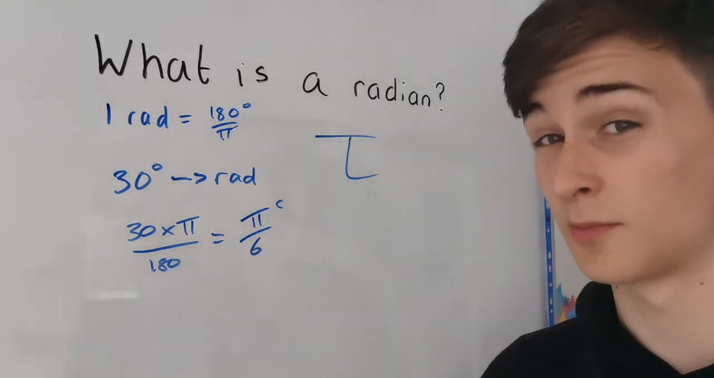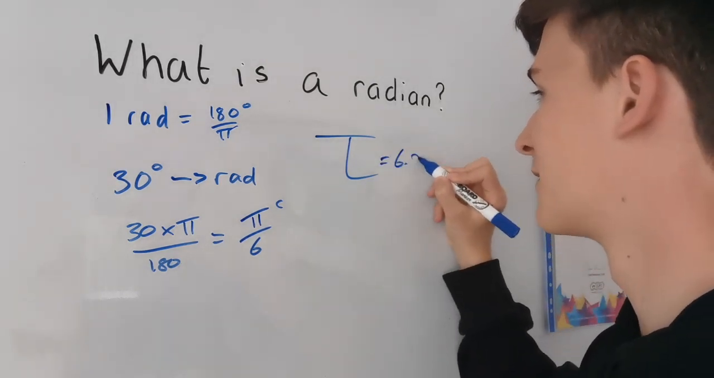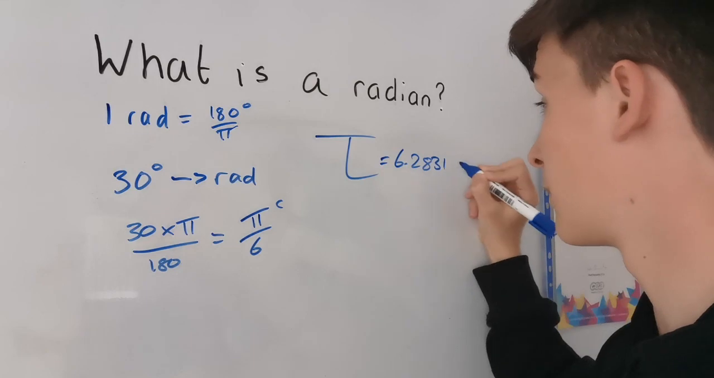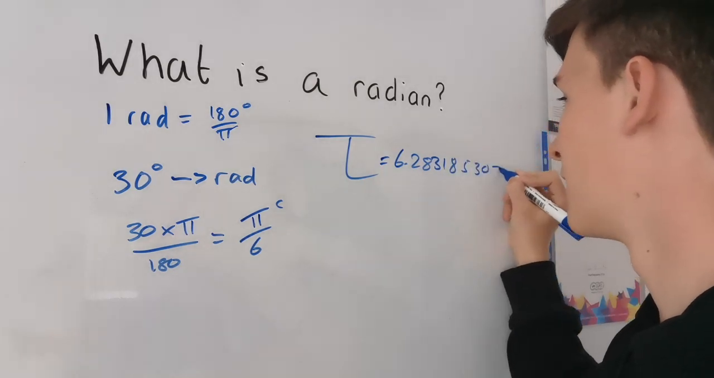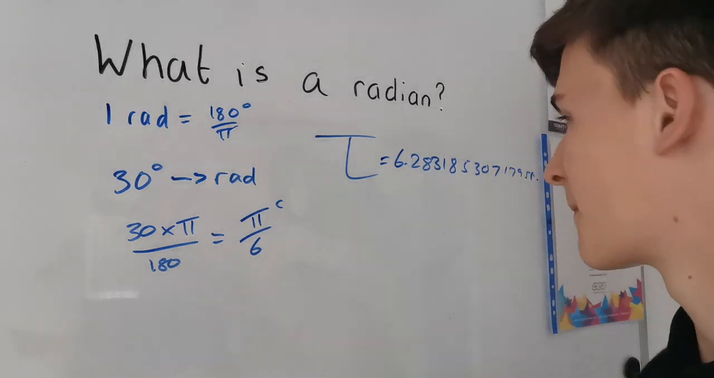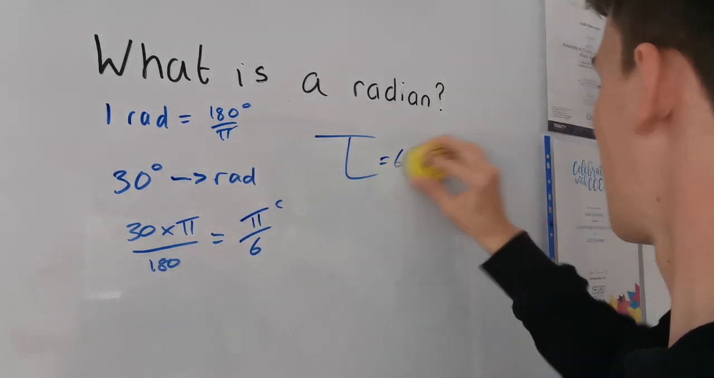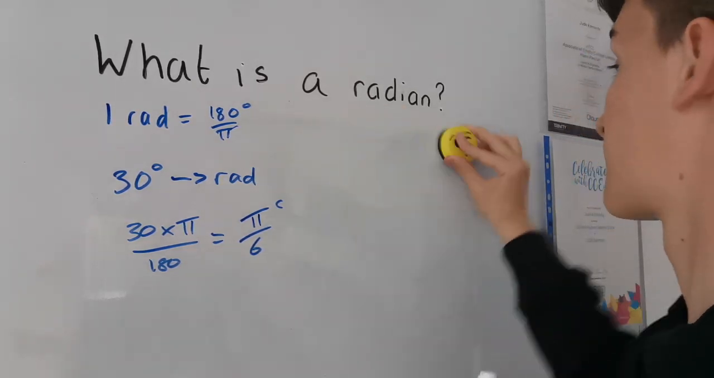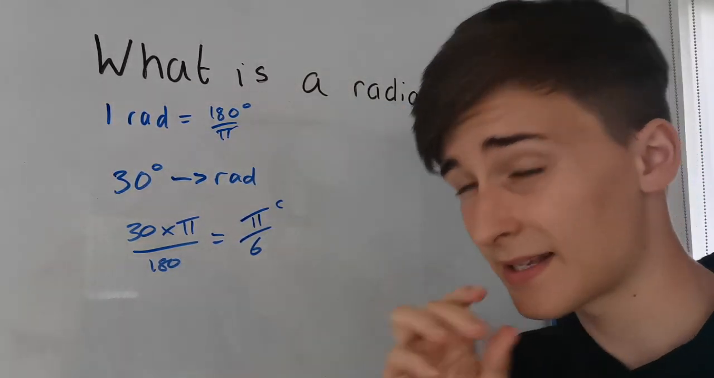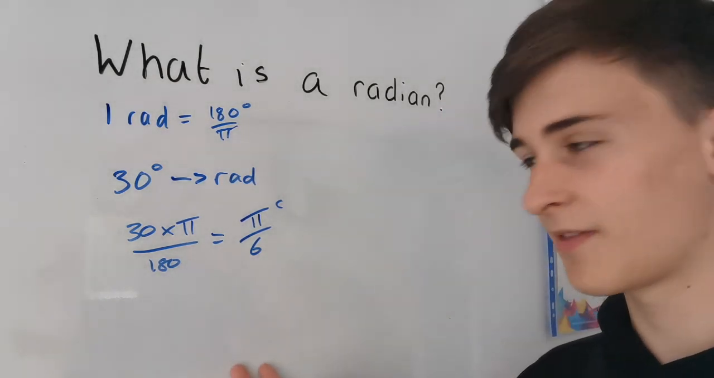Because tau would be so much better, because then the whole circle, tau by the way, is 6.28318530717958, etc. Tau, I agree, would be much better to use, but we don't, we use pi, and pi works. It's slightly messy, but it's fine. Anyway, pi over 6, so that is conversion.